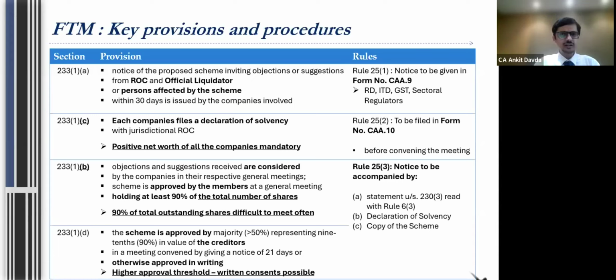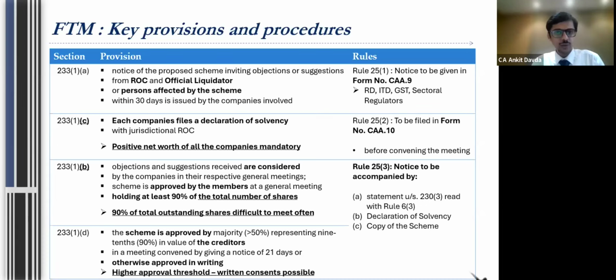So here there is a catch, like say the language is you need to issue 30 days notice to these regulatory authorities. So there are two ways possible. Companies first issue notices to regulatory authorities and wait for their objections and suggestions to be received, and then send notice to the members, because whatever objections and suggestions are received, you need to consider before the members meeting. So technically you will specify that in the notice and then dispatch the notice to the members.